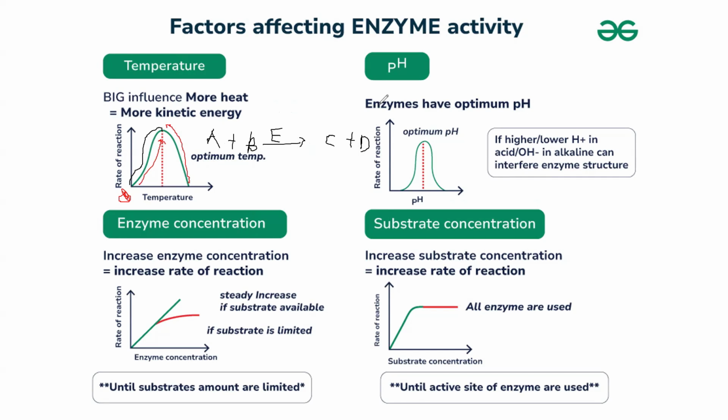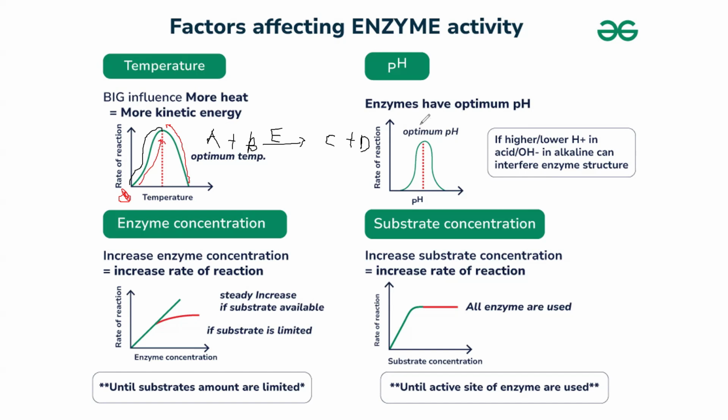And then the next thing after temperature is pH. For pH also, we have an optimum pH. So generally, the rate of the reaction increases with an increase in pH, although it depends on the types of the enzymes. There are enzymes that work best at acidic pH, and there are enzymes that work best at basic pH.